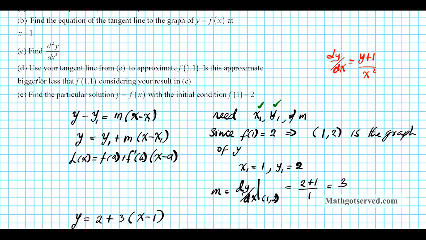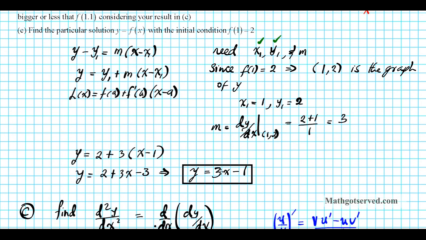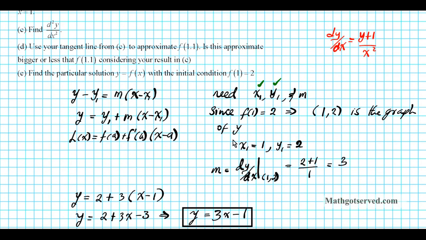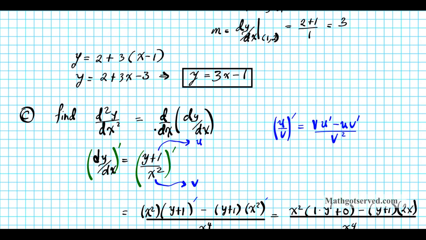Part D. We're to use our tangent line from C to approximate f of 1.1. And the question goes further to ask, is this bigger or less than the actual value of f of 1.1, considering the result in C? All right, so what we're simply going to do is have the equation of our tangent line act like the function, and then use it to approximate the value of the function at 1.1, okay? All right, so let's go ahead and do it.